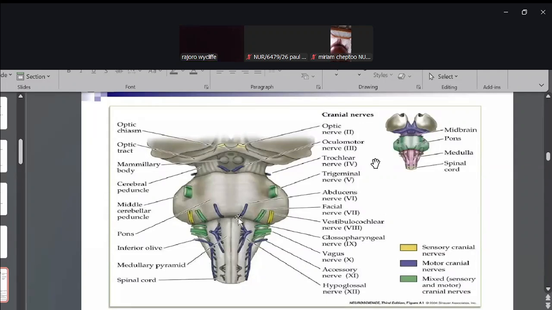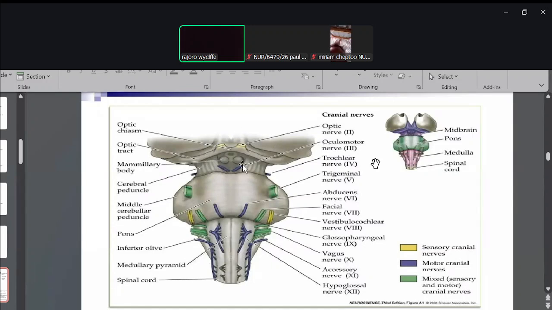Yes, that's where they arise from. Now, this is what we call the midbrain. Don't confuse the midbrain and the brainstem. The brainstem is the old thing. The midbrain, we're only talking about this part, the superiormost part. This is what you call the midbrain.